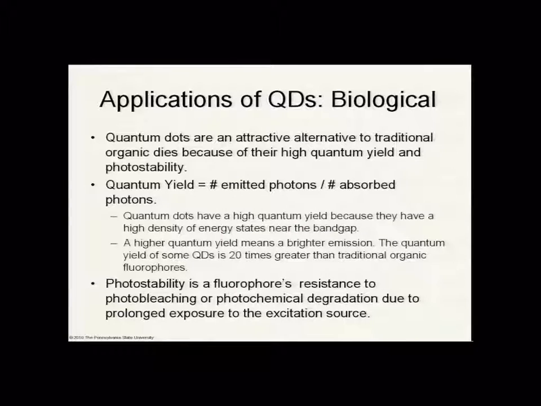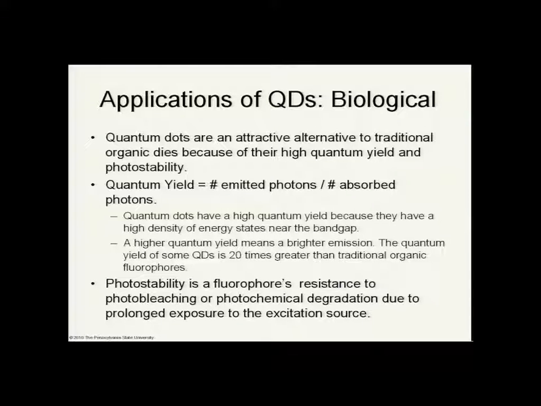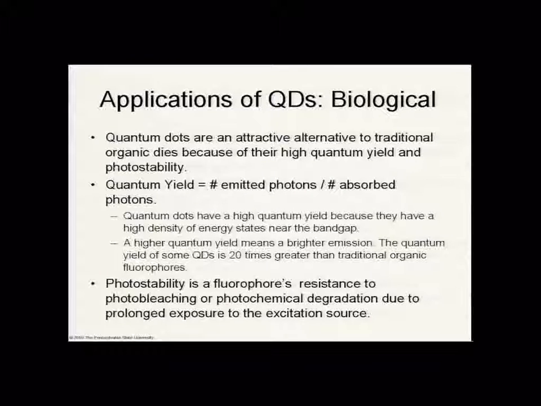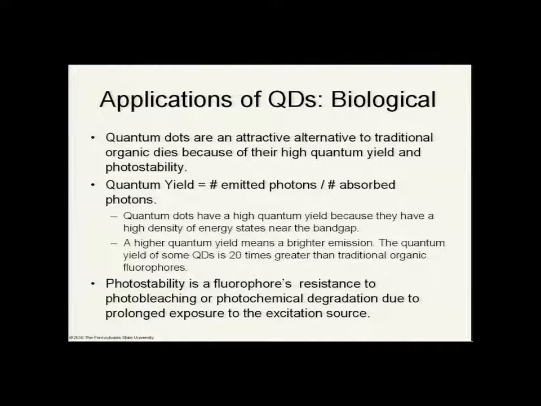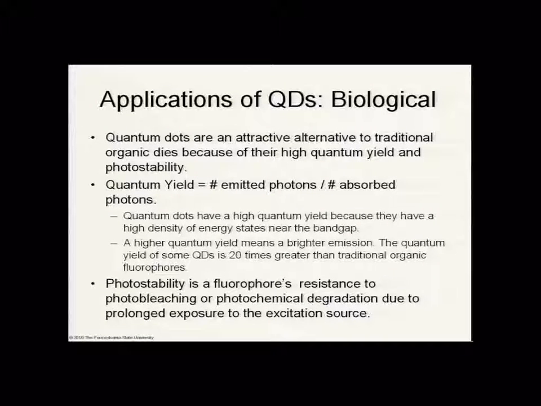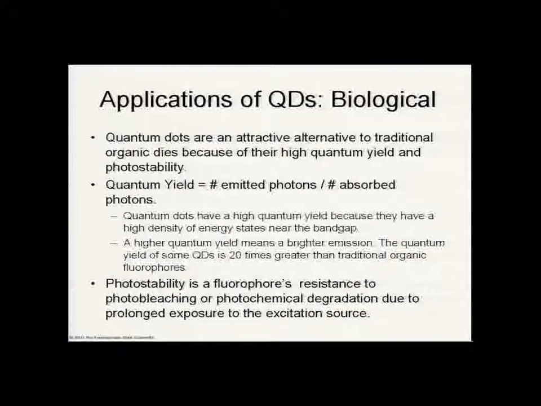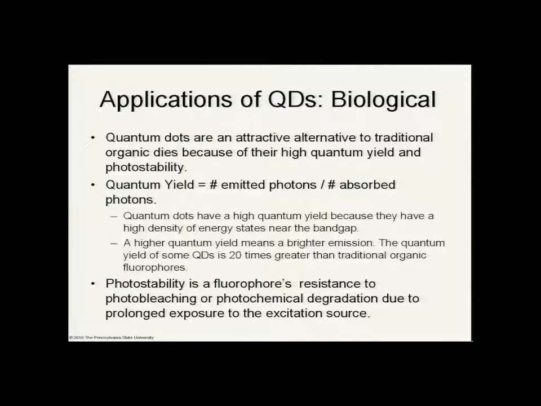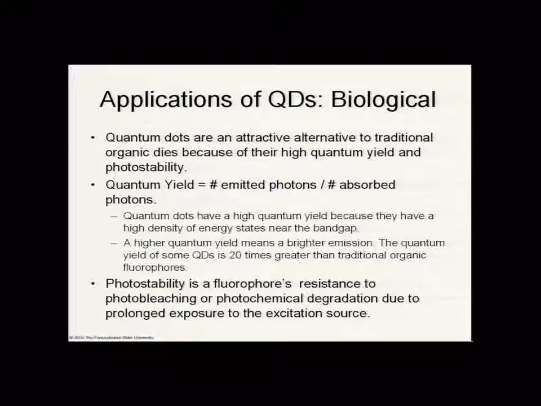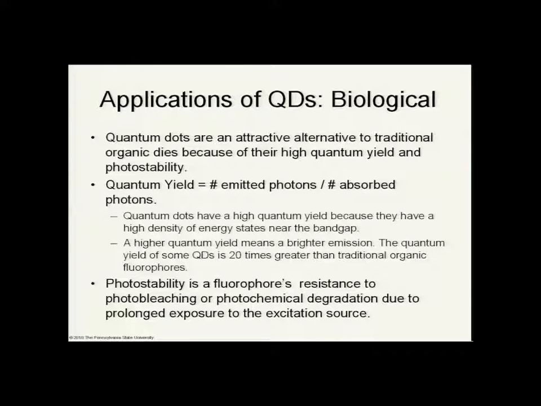Quantum dots are an attractive alternative to traditional organic dyes because of their high quantum yield and photostability. Quantum yield is equal to the number of emitted photons divided by the number of absorbed photons. Quantum dots have a high quantum yield because they have a high density of energy states near the band gap. Higher quantum yield means brighter emission. The quantum yield of some quantum dots is 20 times greater than traditional organic fluorophores.